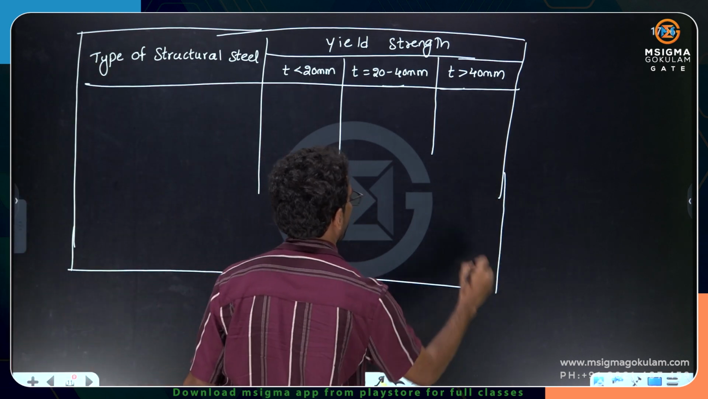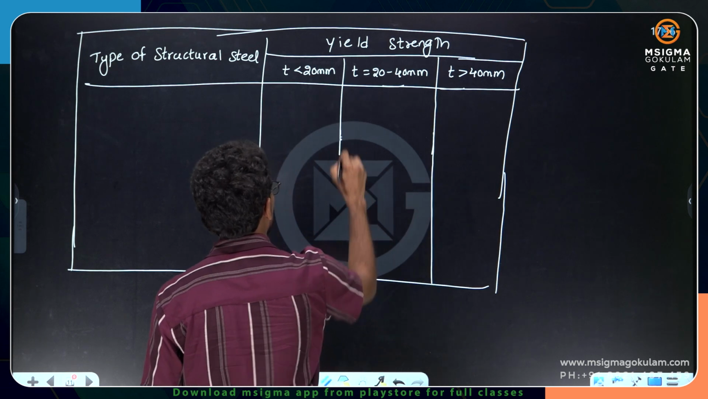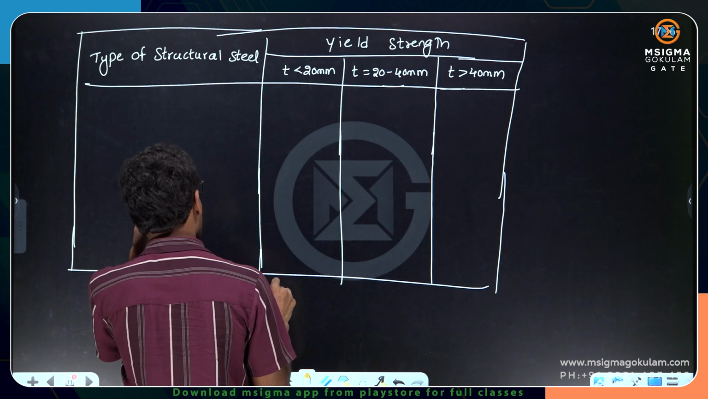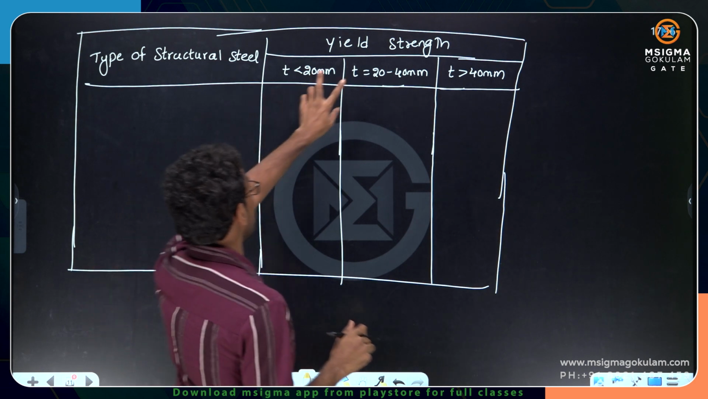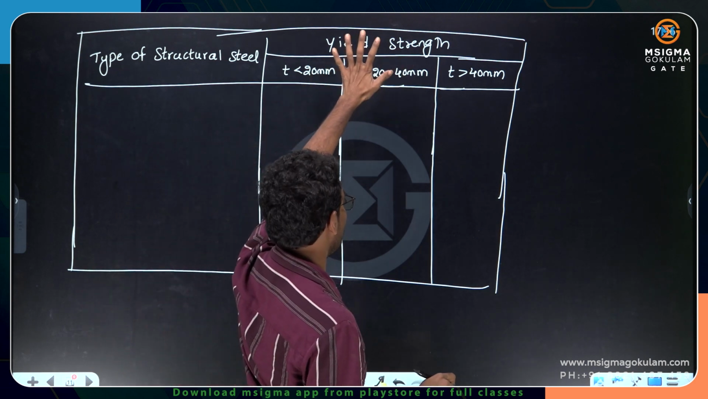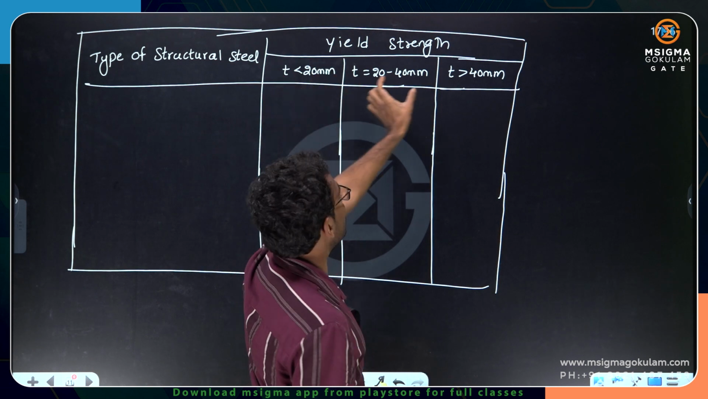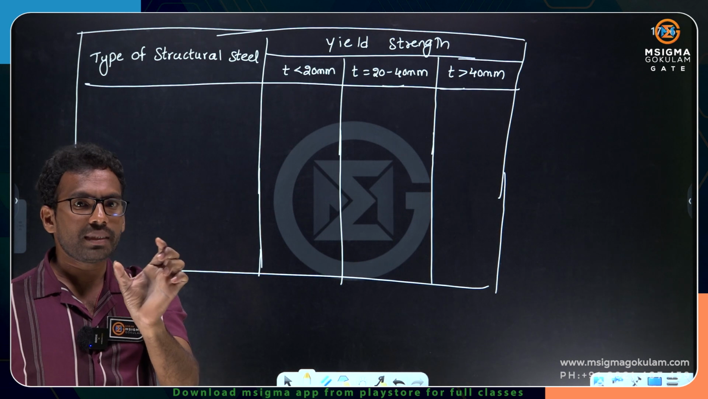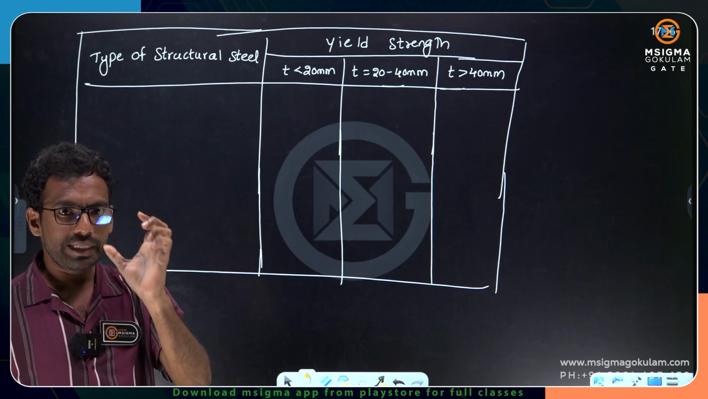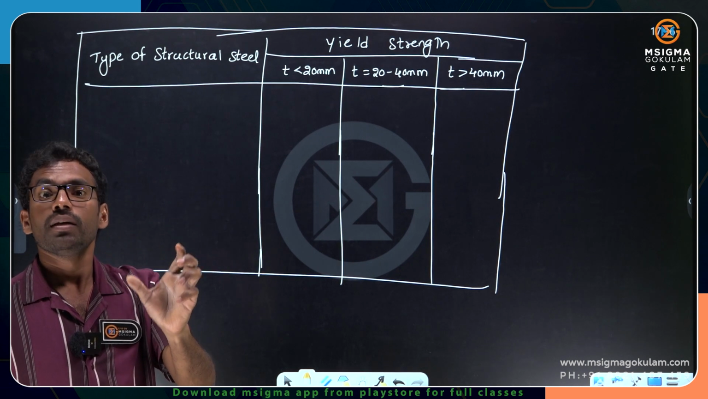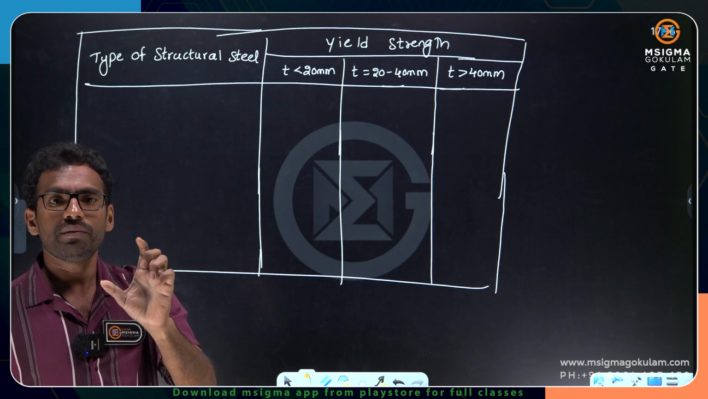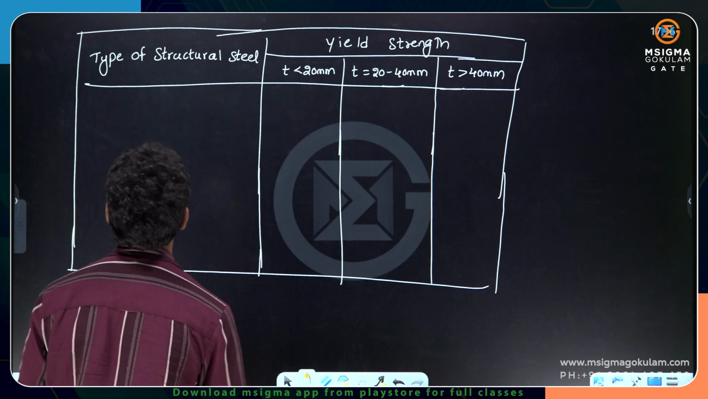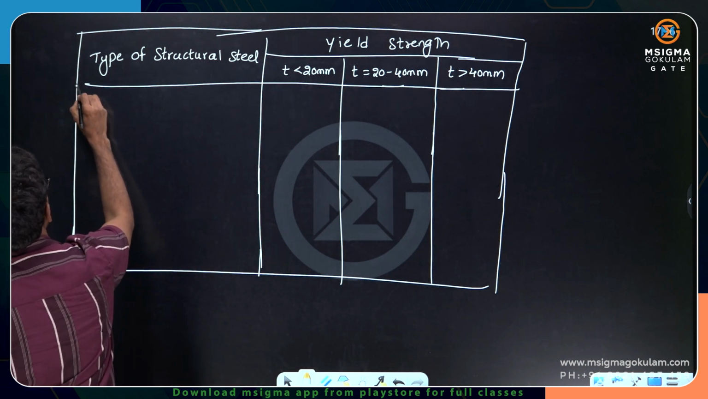Okay. So, what I am trying to say here is that our Indian standard is saying that the yield strength of this particular structural steel is dependent on the thickness of the structural steel section. So, whatever the thickness of the structural steel section we are taking, that thickness is going to influence the yield strength of the structural steel. Okay, please understand it. So, what are the different types of structural steels we are having?